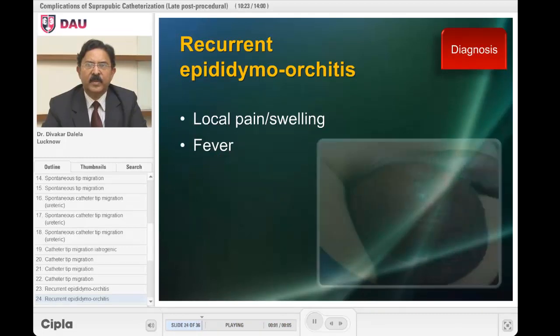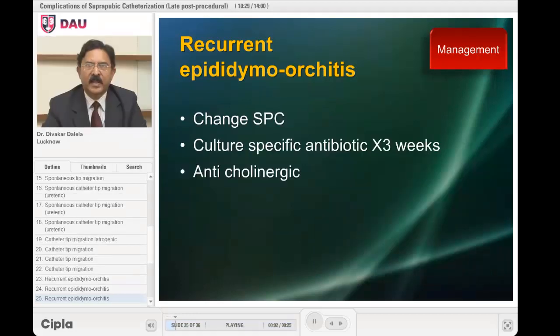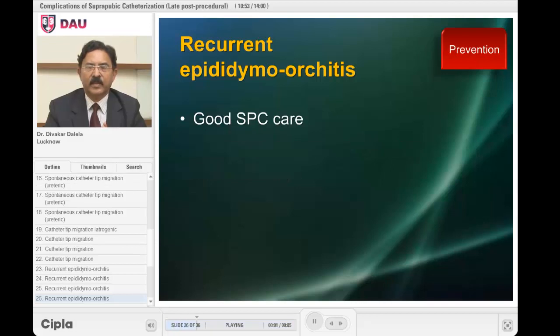Another complication is epididymoorchitis. And this is simple to diagnose: local swelling, pain and fever. And it requires management. Often it requires change of the suprapubic catheter because the catheter is the seat of the bacteria. The catheter is providing a platform on which bacteria multiply. You have to give culture specific antibiotics for 3 weeks, minimum 3 weeks, sometimes longer. And if the patient is having bladder spasms, you give them anticholinergics. For prevention, you have to do good SPC care.